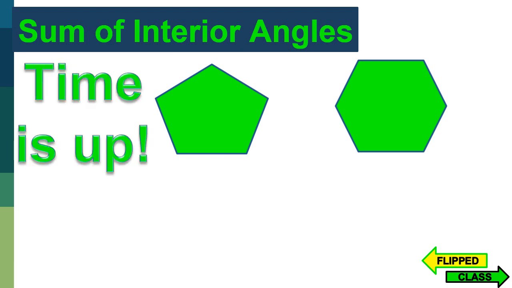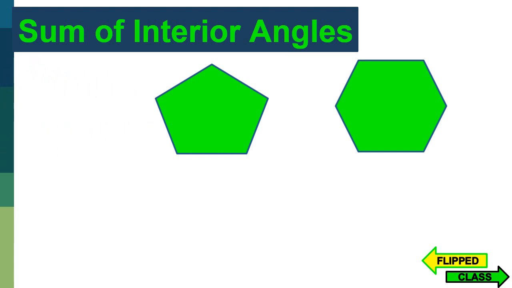Time is up. Now let's look at this pentagon here. When you draw two diagonals, you come up with three triangles here. And each of these triangles, with all of its interior angles, measures 180 degrees. When you add these three, you come up with a measurement equivalent to 540 degrees.